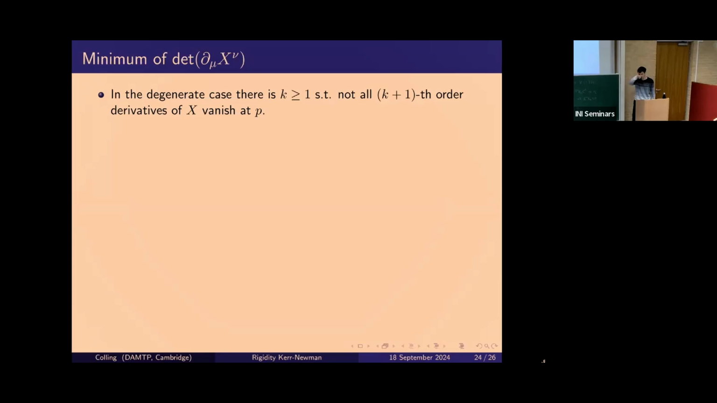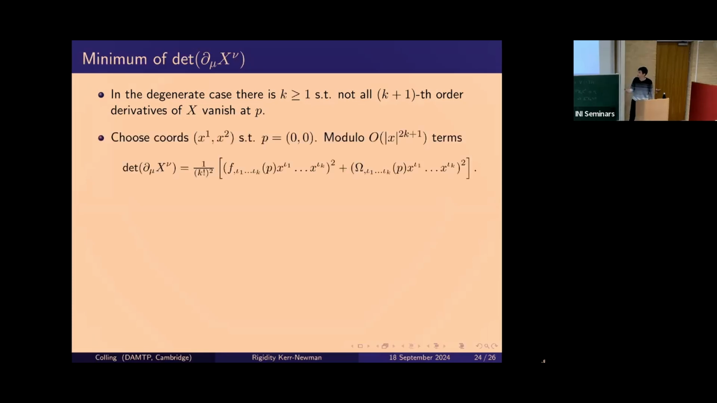So to leading order, this x squared term will not contribute. And so the determinant will look like this and will be determined by kth order partial derivatives of f and omega. And you can also derive some constraints on these kth order derivatives, essentially by applying nabla c to this equation, computing some derivatives using the Ricci identity, and then evaluating everything to leading order at the point P. And you'll find that there is a relation between the kth order derivatives of f and omega. And also, if you take the kth order derivative of f and take the trace on any two indices, you'll get 0.